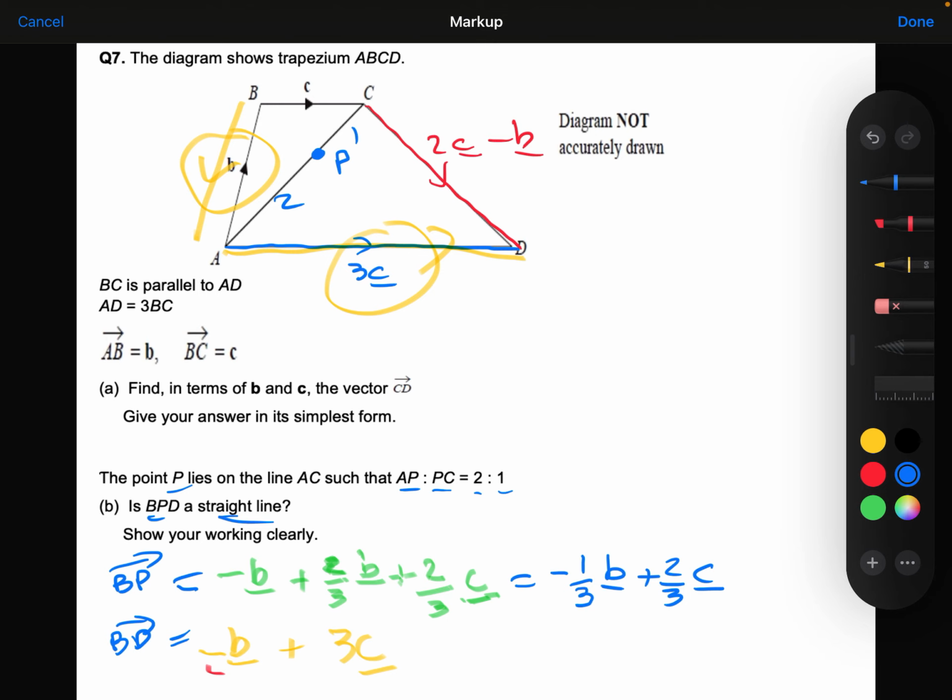So to write my conclusion, I'm going to say BP and BD are not parallel. Therefore, BPD is not a straight line.